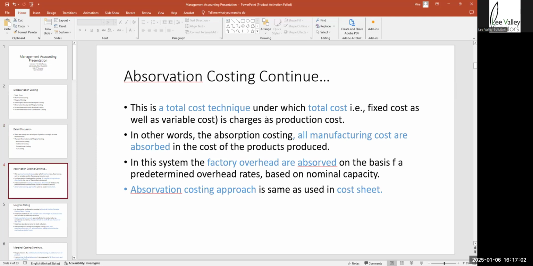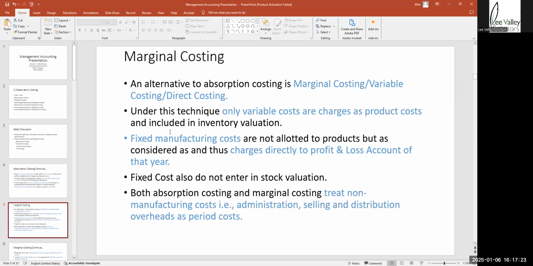In other words, in absorption costing, all manufacturing costs are absorbed in the cost of the product produced. In this system, the factory overheads are absorbed on the basis of predetermined overhead rates based on normal capacity. The absorption costing approach is the same as used in cost sheets. Now, I'll be discussing marginal costing.